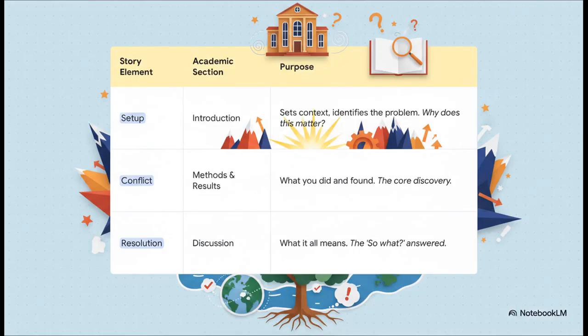And in fact, that familiar IMRAD structure, introduction, methods, results, and discussion, it maps perfectly onto a classic story arc. The introduction, that's your setup, where you establish the world and the problem. The methods and results, that's the conflict and the climax, the action, the big reveal. And the discussion is the resolution, where we finally learn what it all means. Thinking about it this way really helps you build narrative momentum.